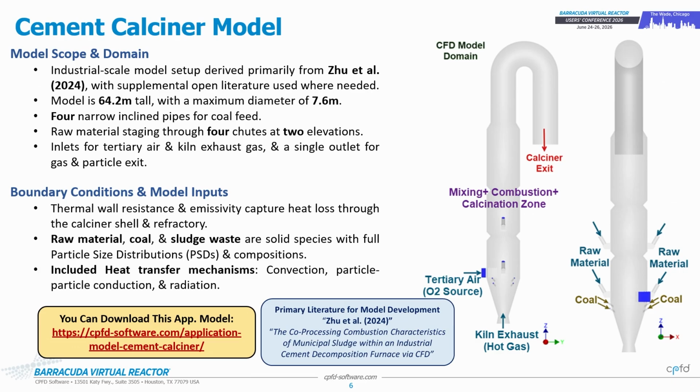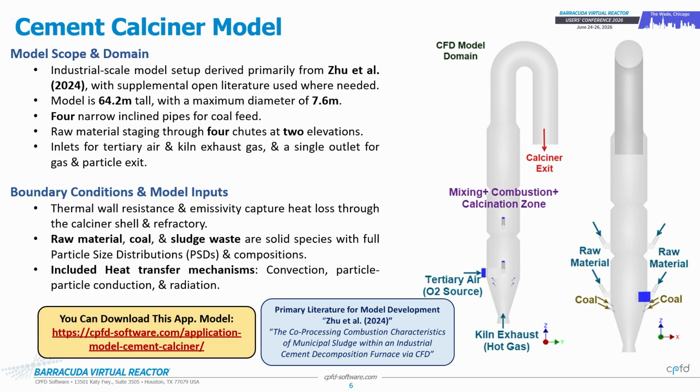So the model domain and the inputs are all obtained from this literature. Here, I show a schematic for all the inlets. This calciner is about 64 meters tall, and its maximum diameter is about 8 meters. It has 4 narrow inclined inlets for feeding in coal. And then the raw material is staged through 4 chutes at 2 different elevations, mainly for good heat transfer.